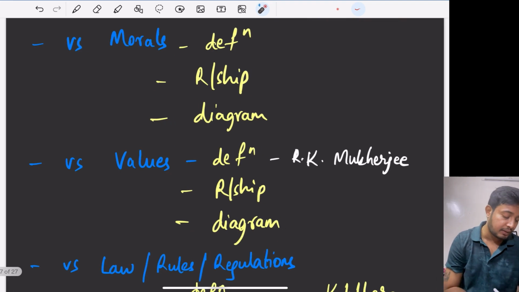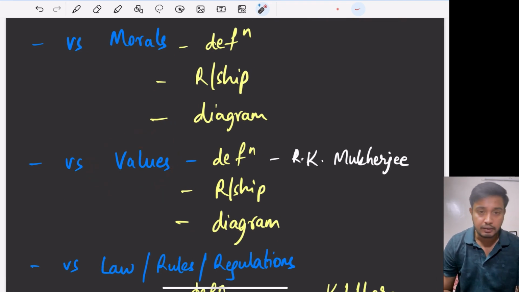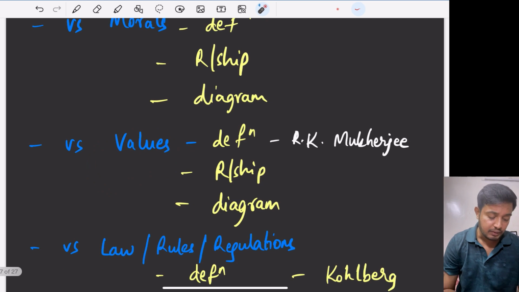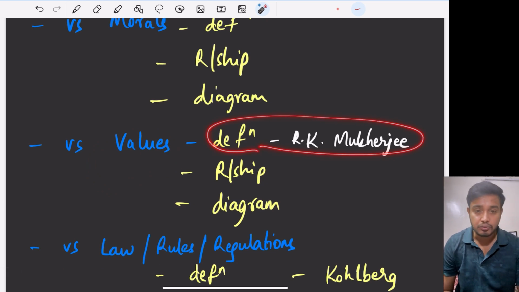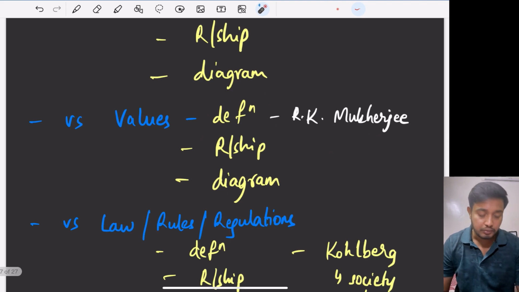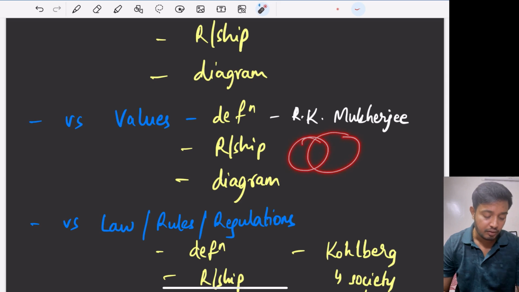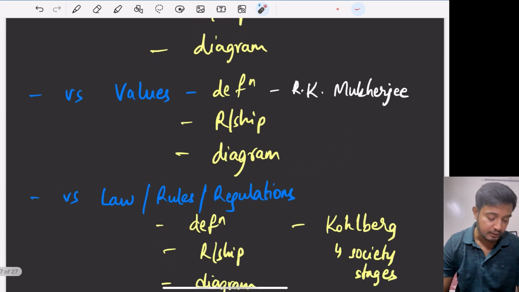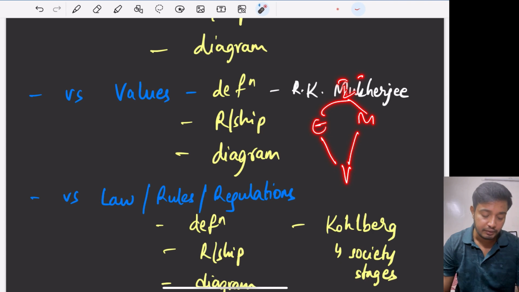And again, similarly, when it comes to values, just have a definition of R.K. Mukherjee. Values are those which are actually desirable. So, what people value or aspire for. Again, you can use the concept of ethics and values. Not all which are valuable are ethical, and not all which are ethical are valuable. There are such things. And also, basically, values guide both ethics and morals, and both these act in guiding individuals' human behavior. So, you can incorporate such a diagram also.